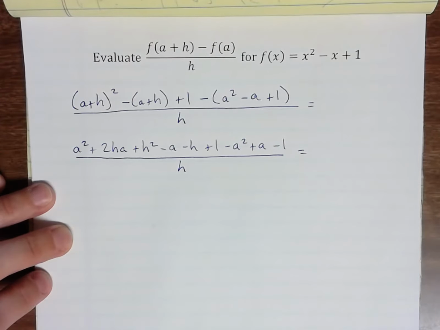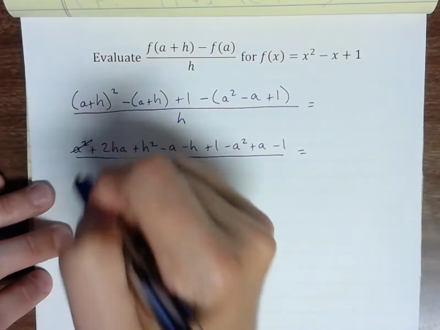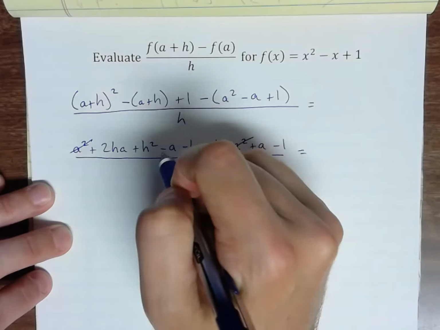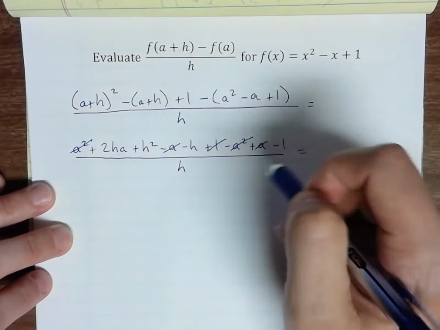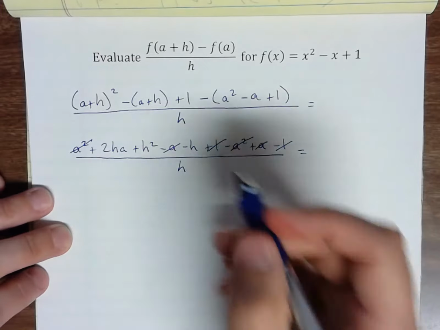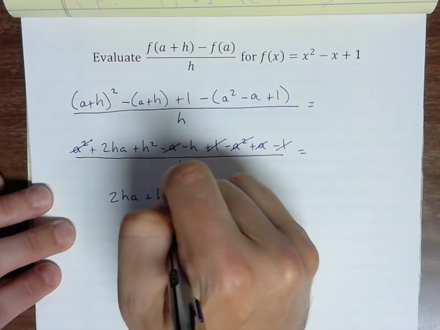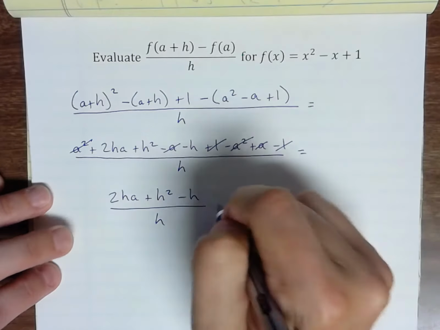Alright, let's cancel some stuff out. A squared minus a squared goes away. Negative a plus a goes away. 1 minus 1 goes away. Looks like we've got 3 terms left. So 2ha plus h squared minus h, all over h.